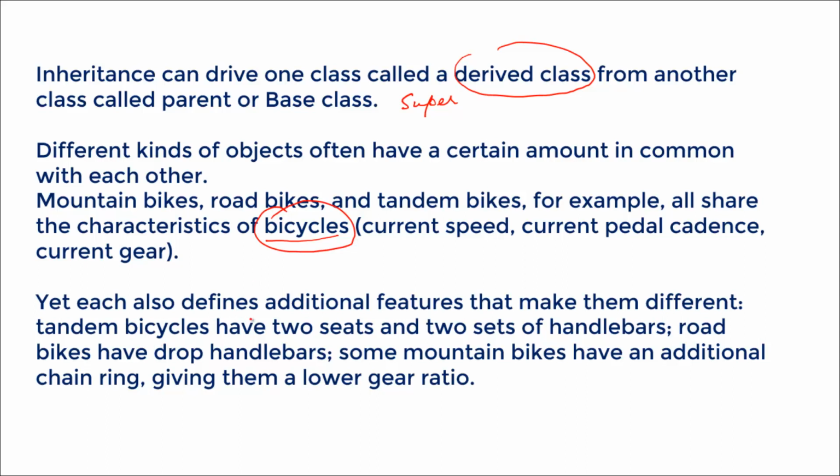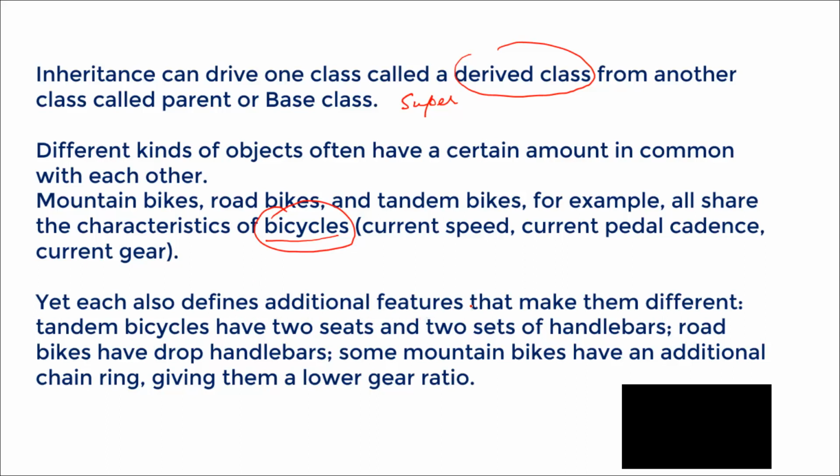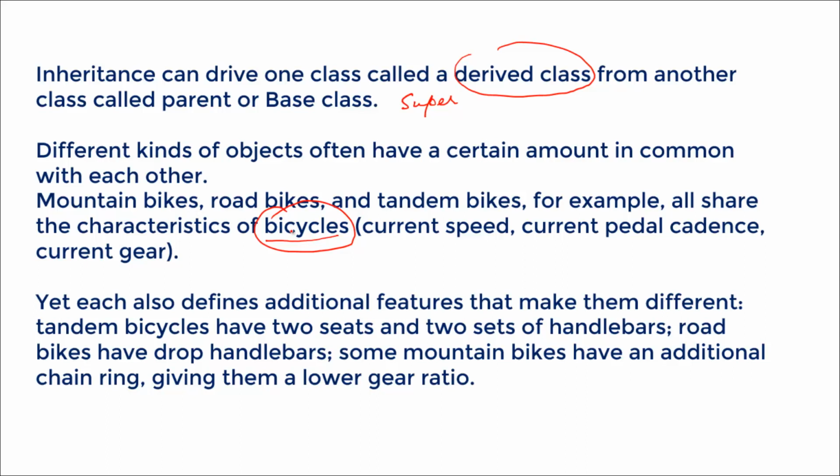Yet each also defines additional features that make them different. Here, a road bike is also a type of bicycle, a mountain bike is also a type of bicycle, but apart from the original properties, these bikes have their own properties. Yet each also defines additional features that make them different.